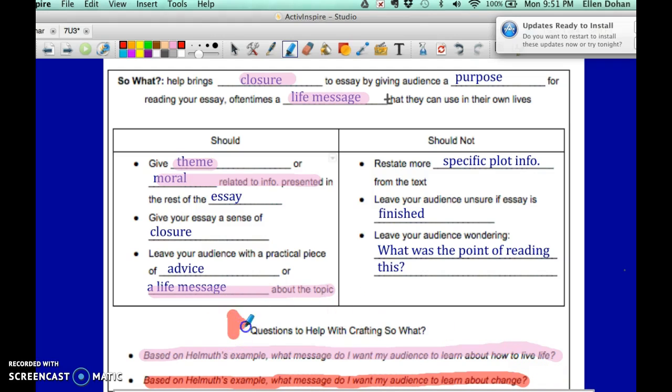So make sure that you actually use these questions to help you generate your so what and bring closure to your essay. Good luck on drafting your conclusion paragraphs, and keep going, writers.